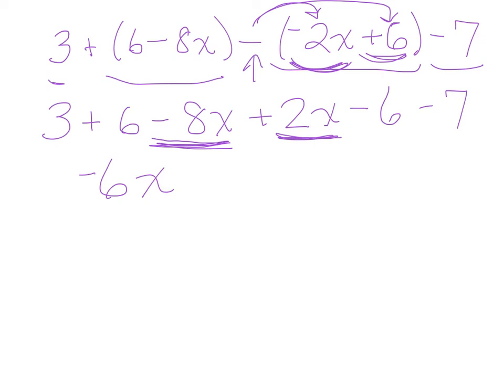For the units, we have 3 positives, 6 positives, that's 9 positives, and 6 negatives and 7 negatives, that's 13 negatives. That's 4 more negatives than we have positives. So our end result is negative 6x minus 4, as simplified as it can be.